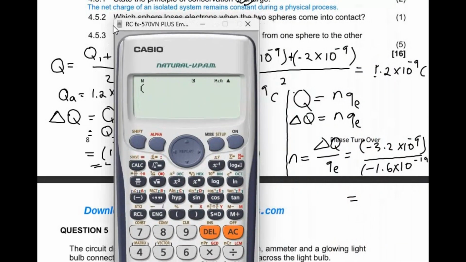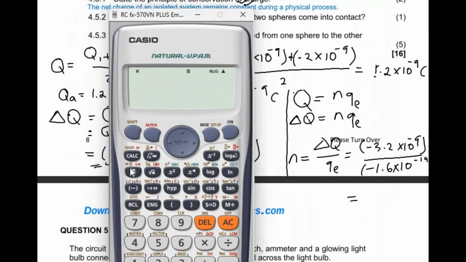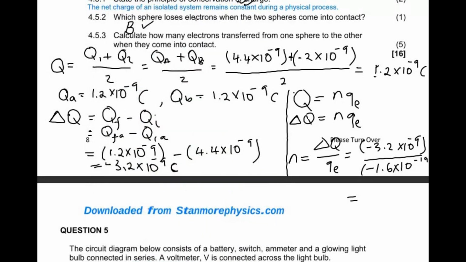Trying to move this so that we can see. So it's a fraction. On top, you say minus 3.2 multiplied by 10 raised to the power of minus 9, all of it divided by minus 1.6 multiplied by 10 raised to the power of minus 19 coulombs. And you find that value to be 2 multiplied by 10 raised to the 10 electrons. There's a lot of electrons.